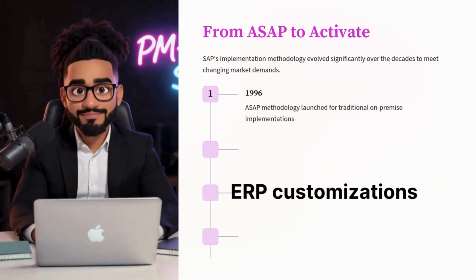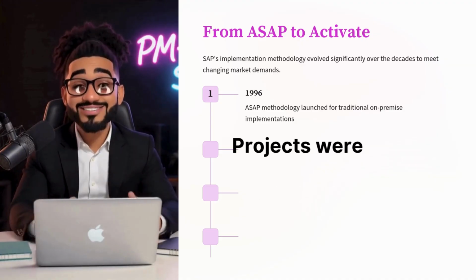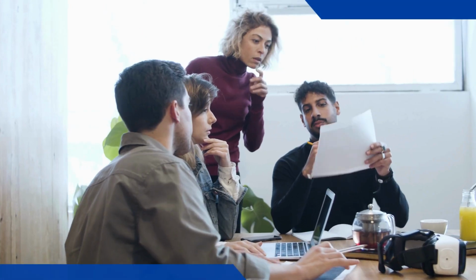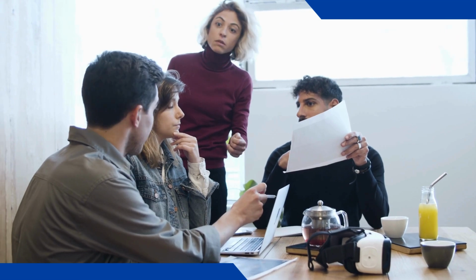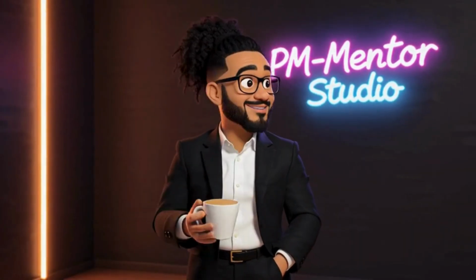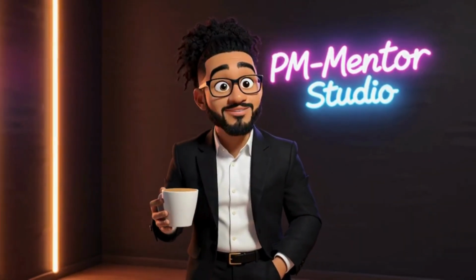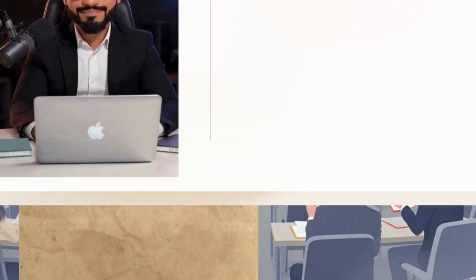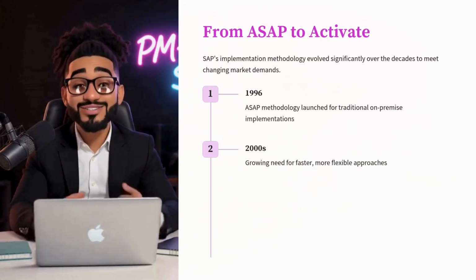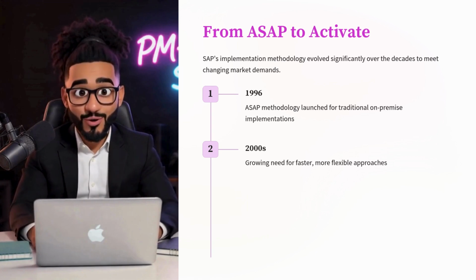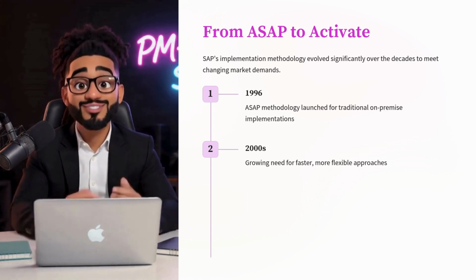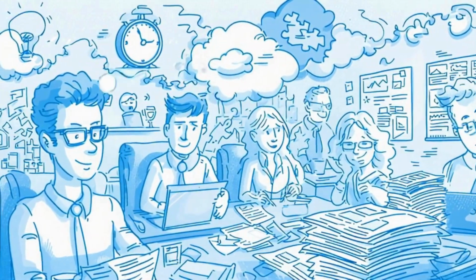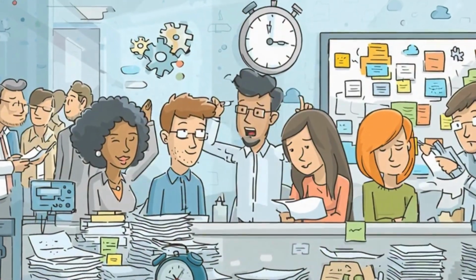ASAP worked well at that time because business environments were relatively stable. ERP customizations were common. Projects were mostly on-premise, and technology changes were slower. But as the world moved forward, business needs started changing faster than ASAP could adapt. 2. Early 2000s. Need for speed, flexibility, and lower cost. During the 2000s, organizations began demanding faster implementation cycles, less customization and more standardization, ability to adjust requirements during the project, and lower total cost of ownership.